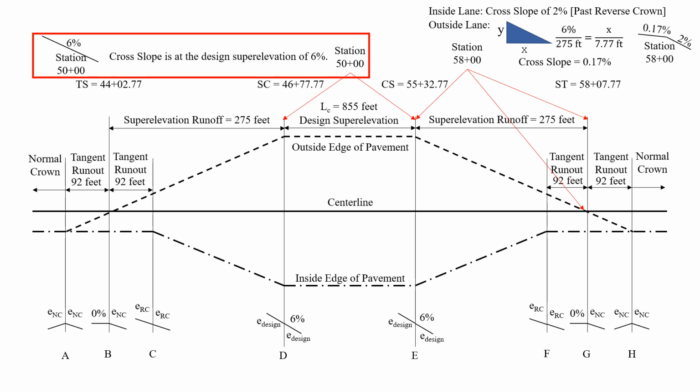And our cross slope will look like this. The inside edge of pavement elevation, or inside lane cross slope, is 2%. The outside lane cross slope is 0.17%. And that is our final answer for station 58: 2% for the inside lane and 0.17% for the outside lane.